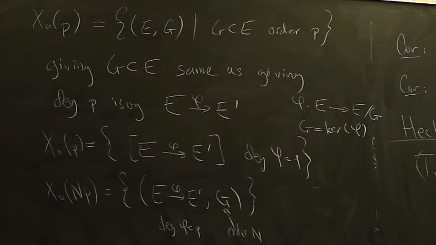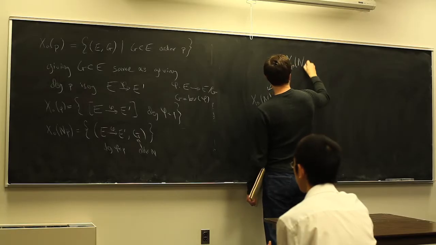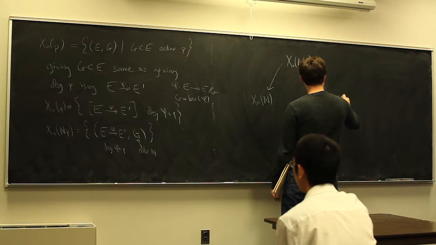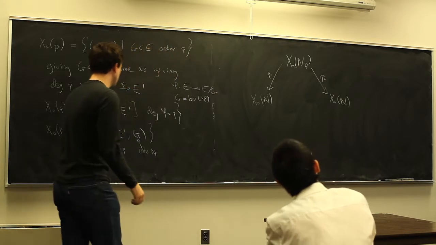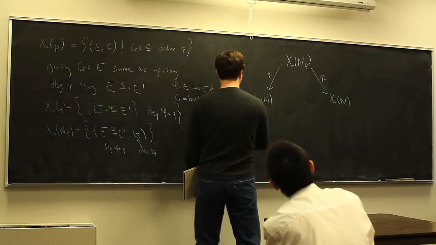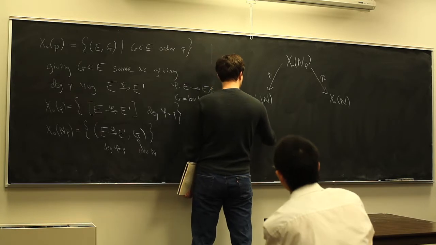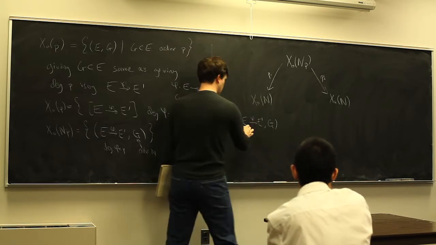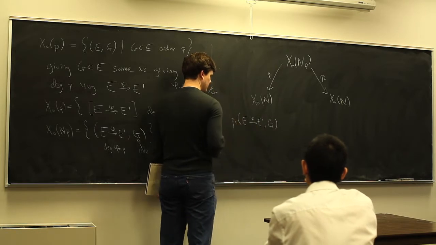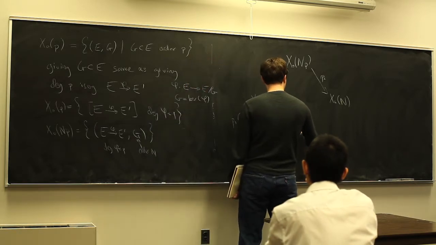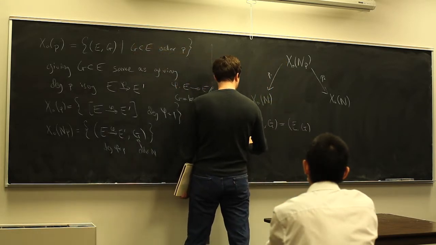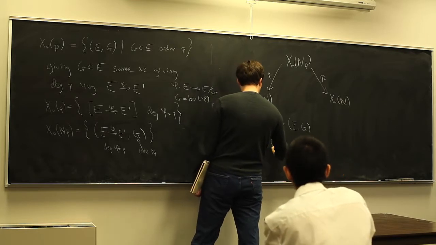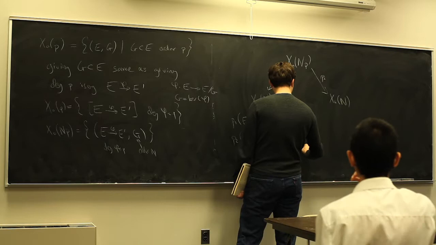Okay, so I can look at this diagram now. In terms of data like this, these maps are defined like this. So p1 takes something like this: I have a degree p isogeny and an order n subgroup of E, and it just forgets the isogeny, giving (E, G). And p2 just takes E prime and the image of G.